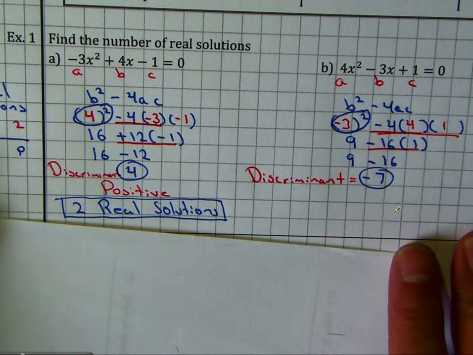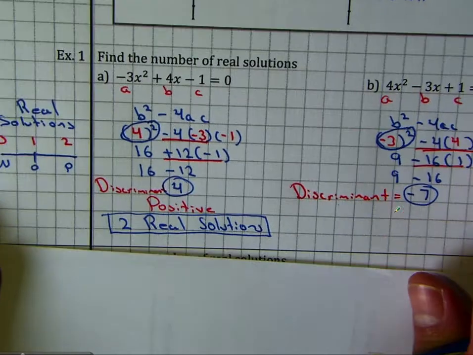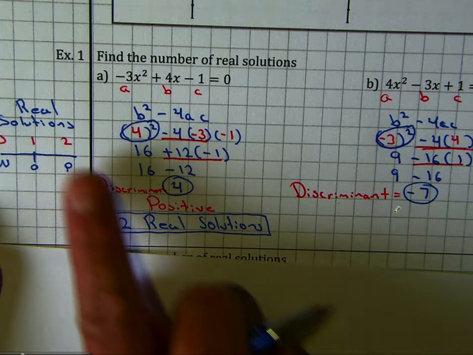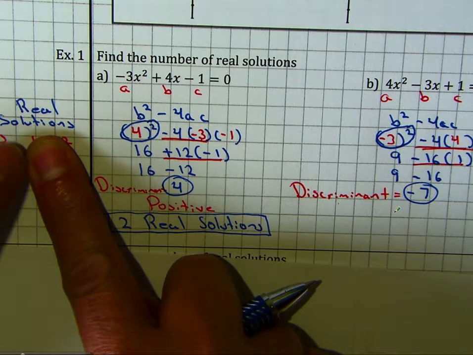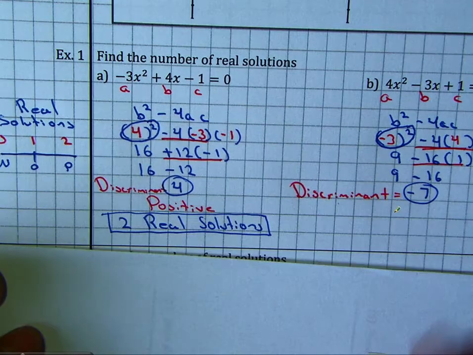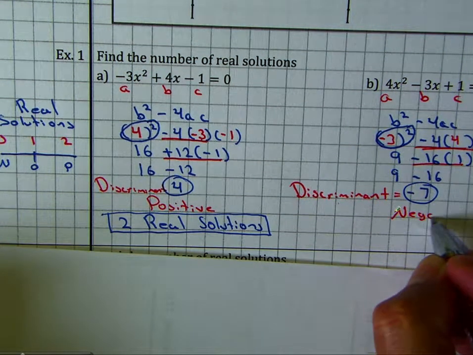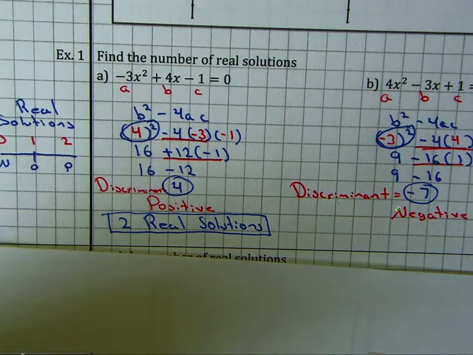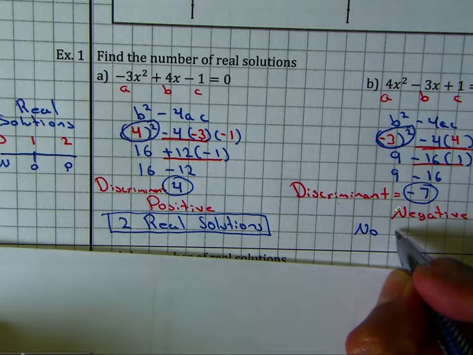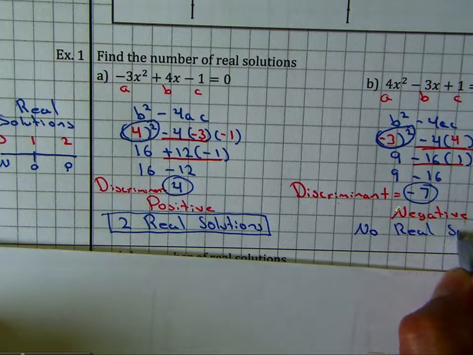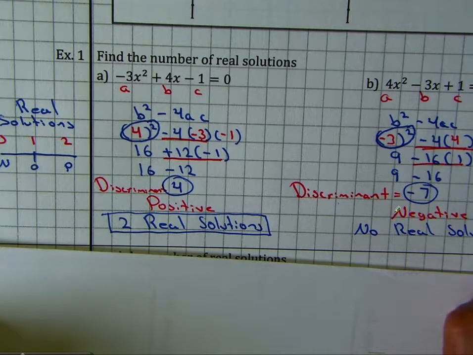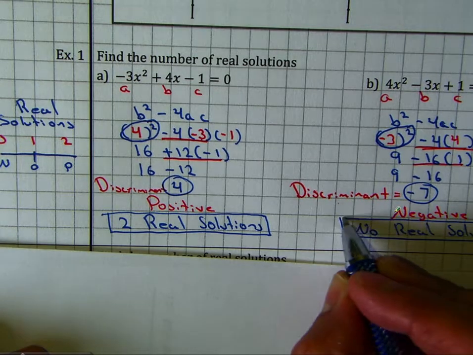So if it's negative, how many solutions will it have? If it's negative, it's going to have 0 real solutions. So this is negative, so it has no real solutions. It does have solutions, but they are imaginary, and you guys will see that in Algebra 2.